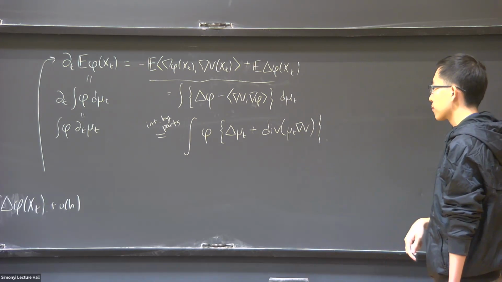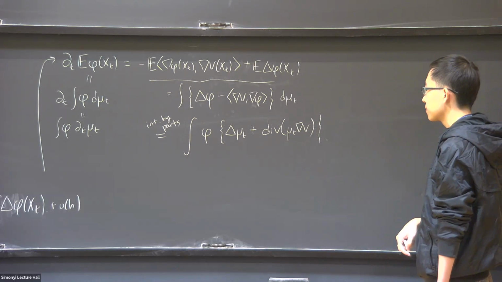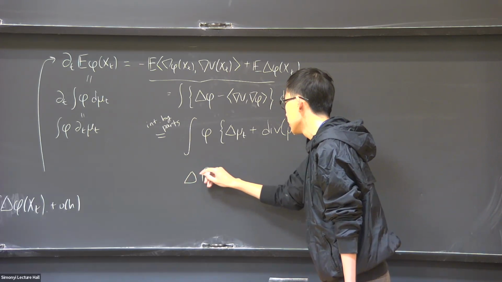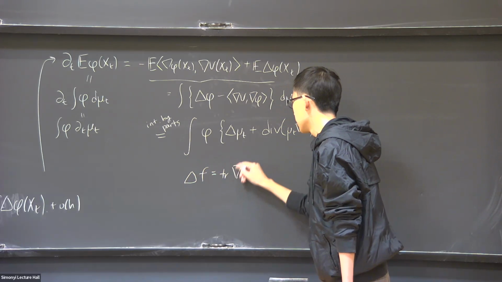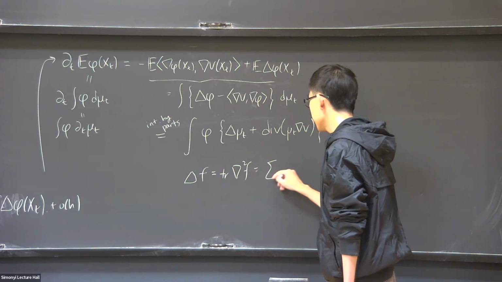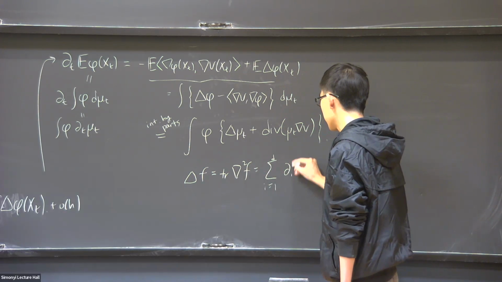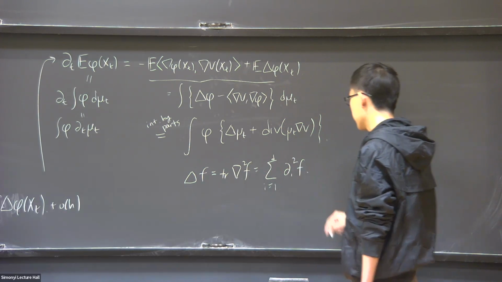Can you write the definition of the Laplacian of phi? So the Laplacian is a trace definition, which is the sum over all the coordinates of the second derivatives in those directions.